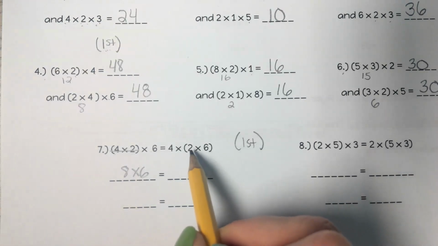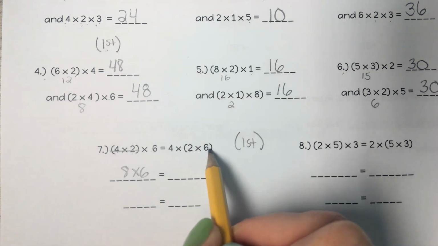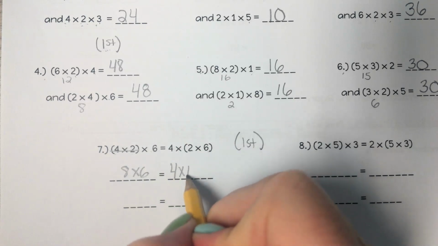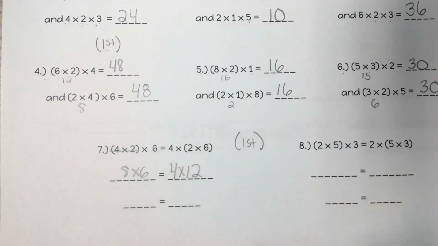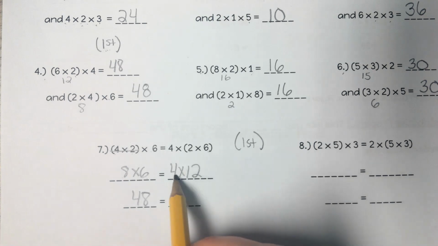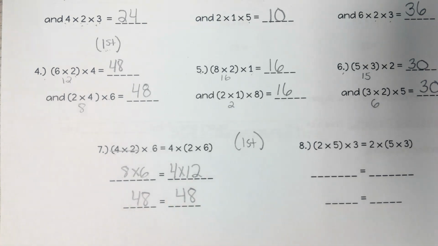Now let's go to this side. We have to solve 2 times 6 first, because that's what's in parentheses. 2 times 6 is 12. That leaves us on this side with 4 times 12. Well, I know that 8 times 6 is 48. And I know that 4 times 12 is 48. There we go.